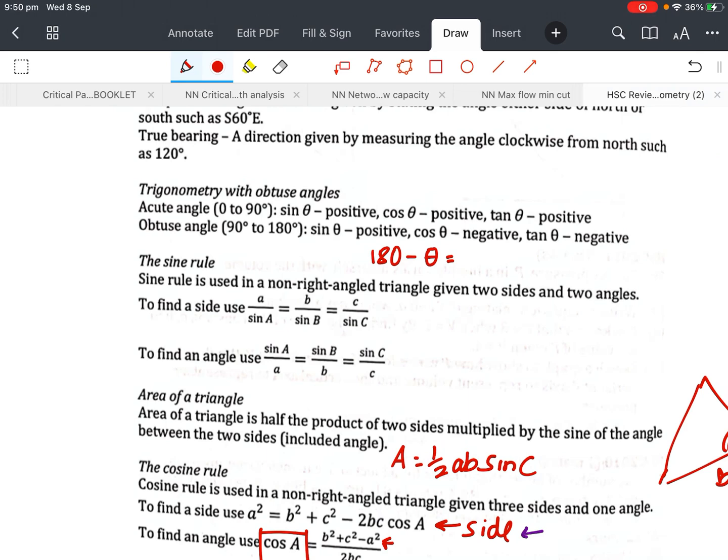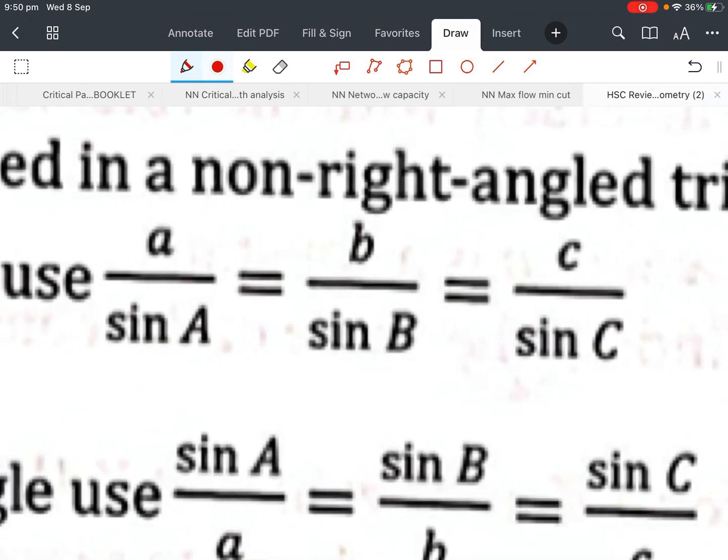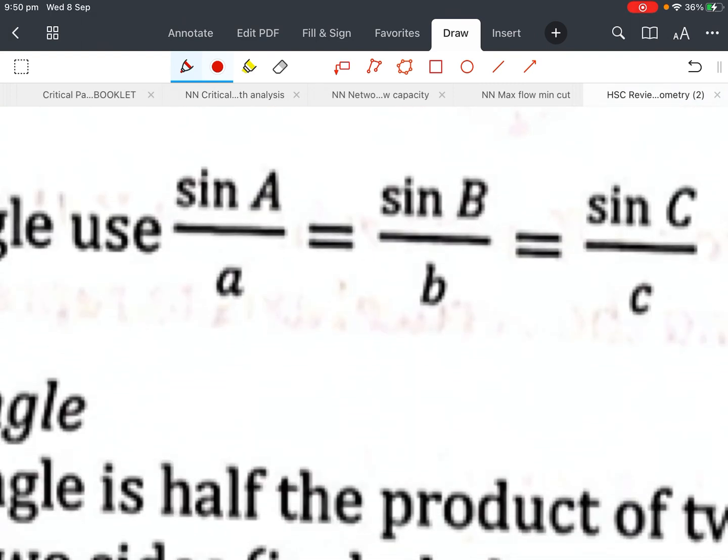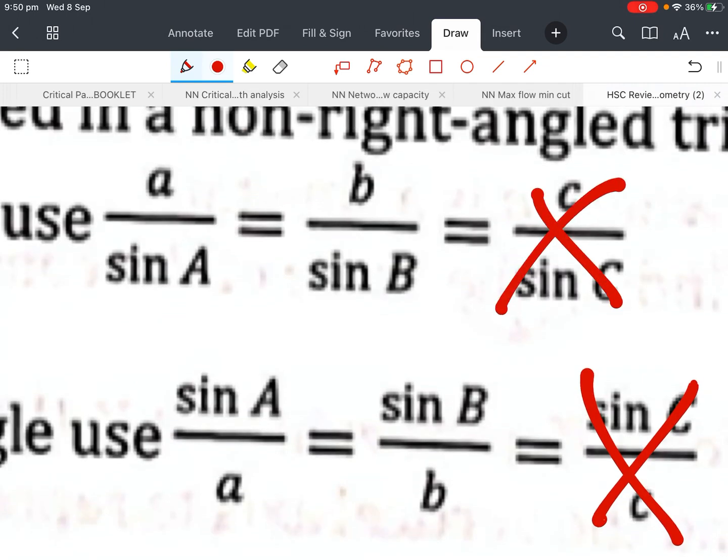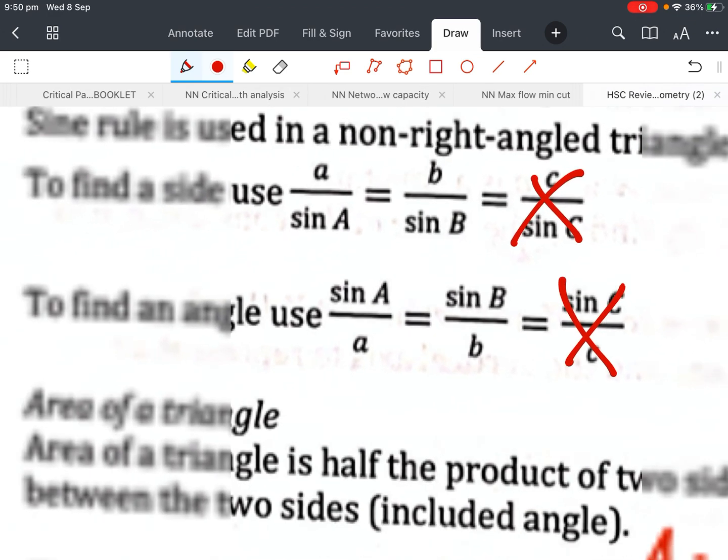So the sine rule: we use this one here when we're finding a side because the side is on top. We use this one here when we're finding an angle because the angle's on top. Remember, we only ever really use two of them at a time. We don't use all three.